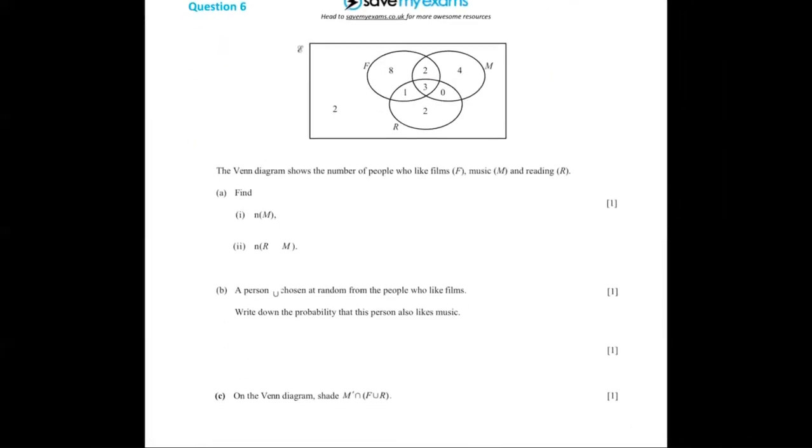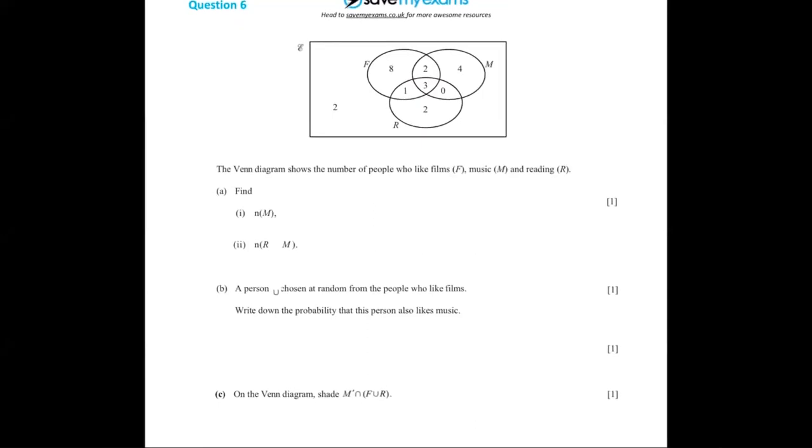Question 6, Venn diagram shows the number of people who like film, music, and reading. Find the number of M. M is here. 4 plus 2 plus 3, 9.